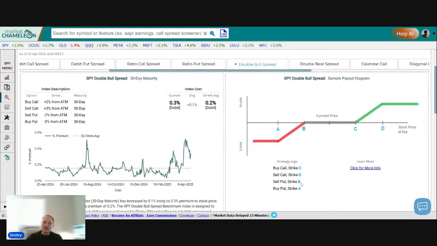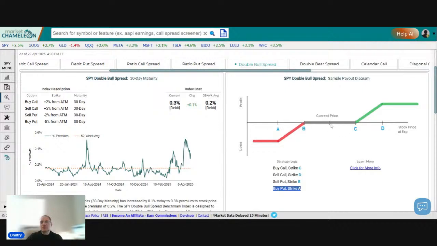And then you're selling an out of the money put. So you can see here strike B, and buying another out of the money put on a lower strike, strike A. Now, if the stock goes up, you can see above strike C, this will go profitable at expiration. If it goes down, well, you're short the put spread. So down here, that's your risk.